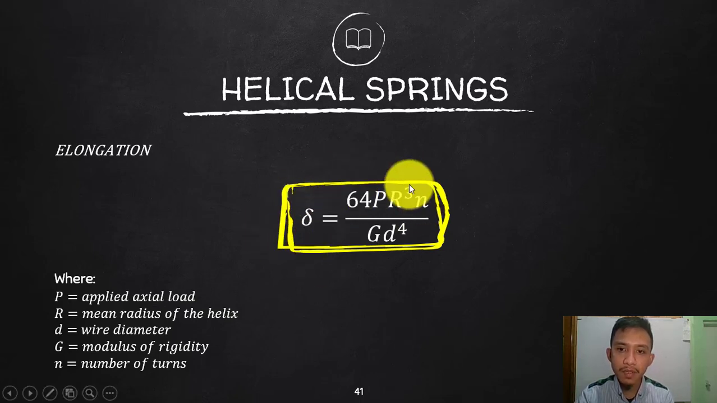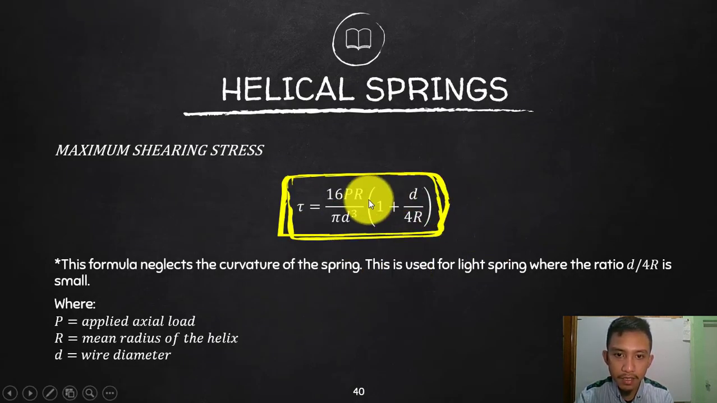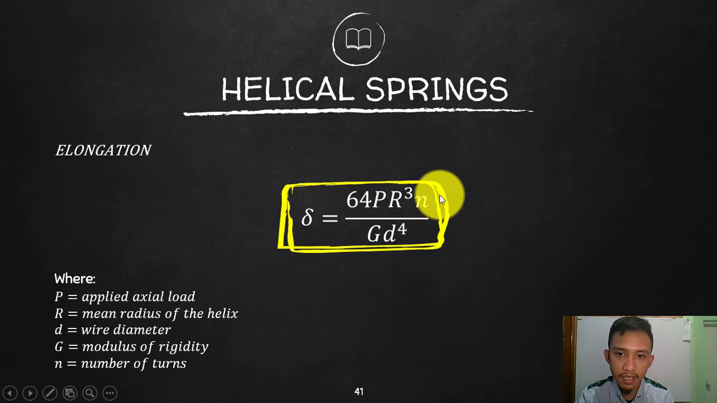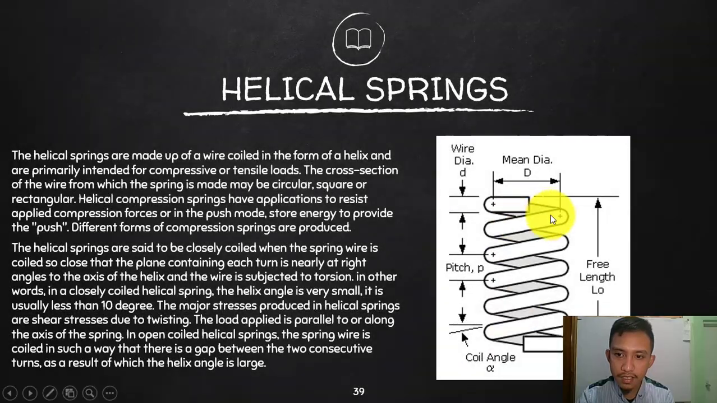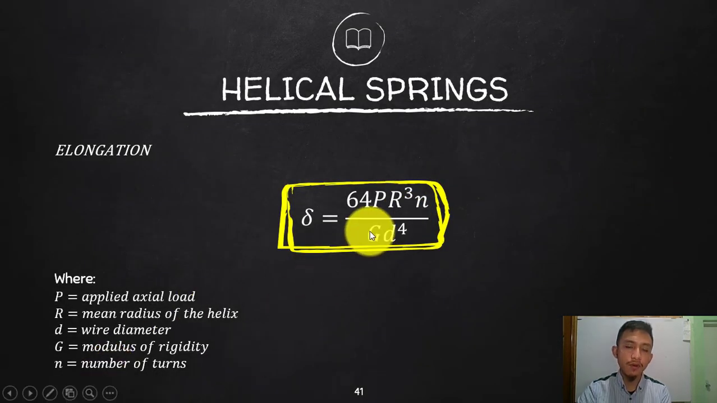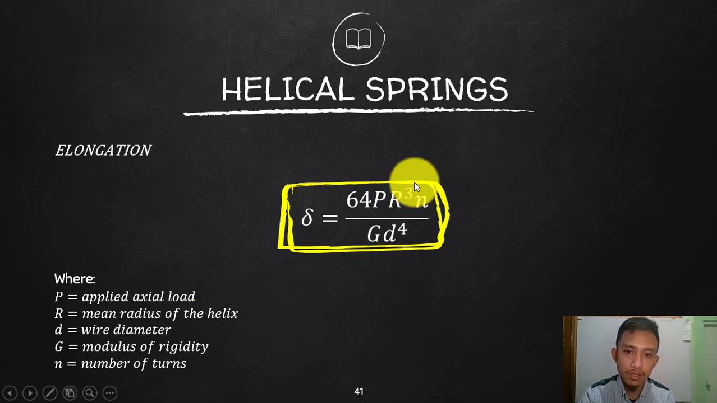So, 64PR³N over Gd⁴. What is the new variable here? P, R and so on were used before. The new ones are N and G. N is the number of turns, the complete circles: 1, 2, 3, 4. That is what we are finding here, the number of turns for the helical spring. And G is of course the modulus of rigidity of the material used in the wire.